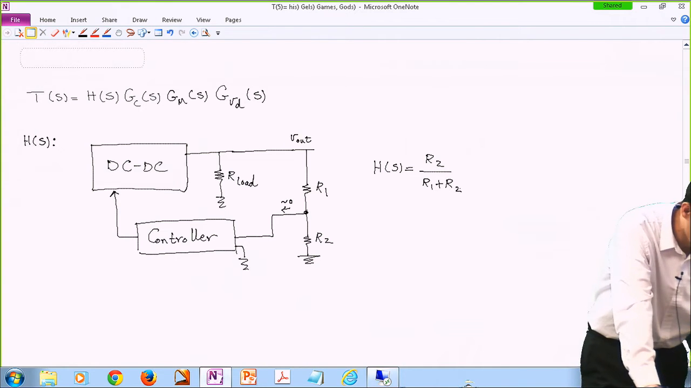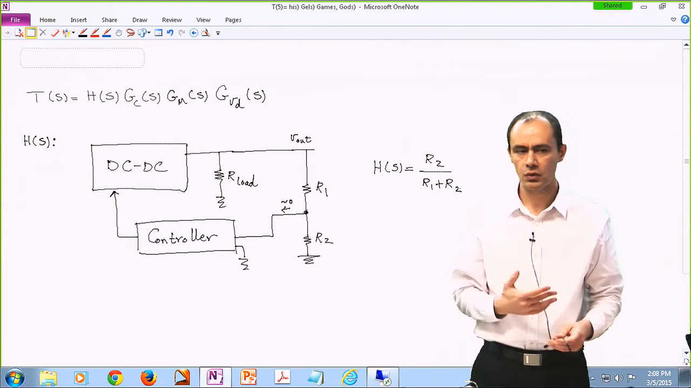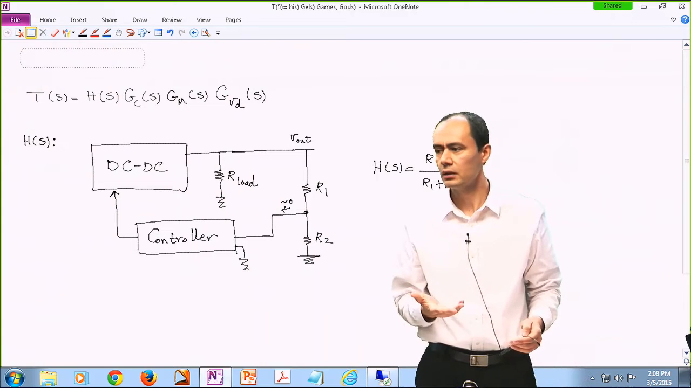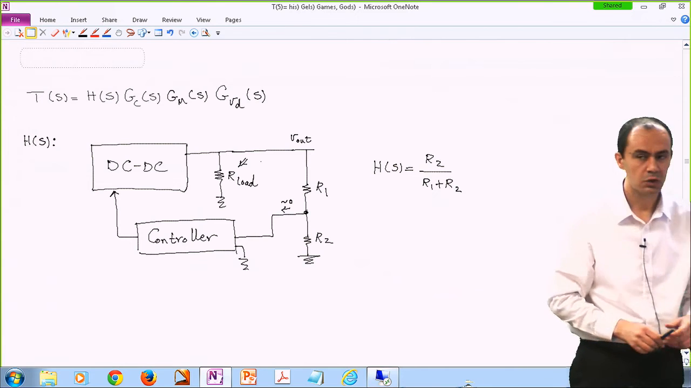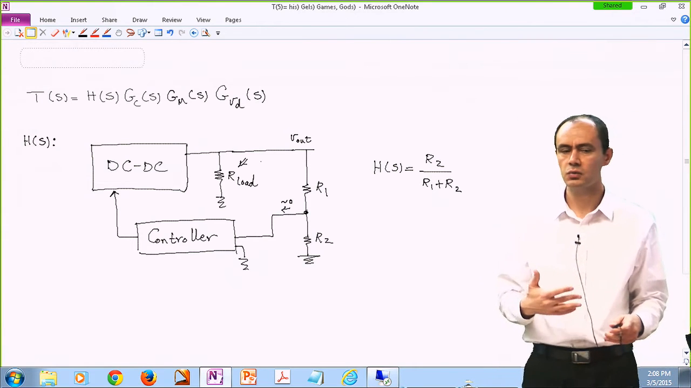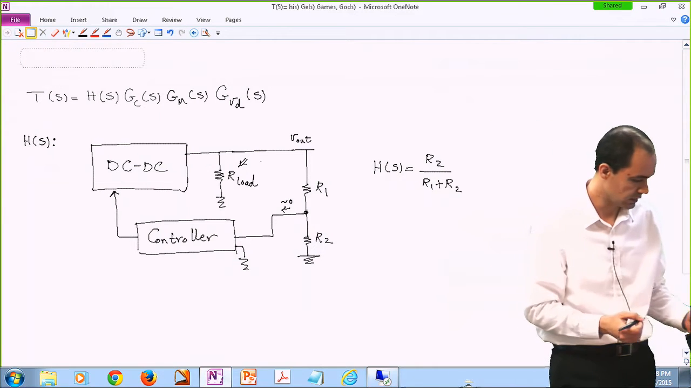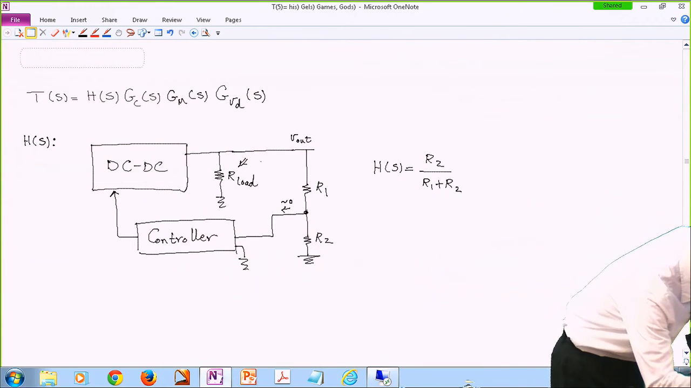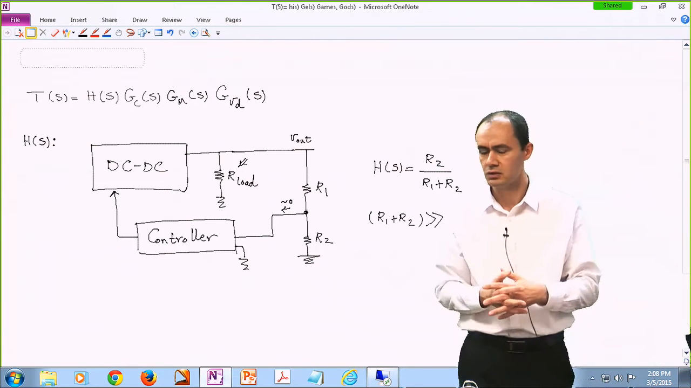Okay, it's quite simple. All you have to make sure is R1 and R2 are large compared to your real load. We have a real load over here that is consuming power, but you don't want R1 or R2 consuming any power. First of all, because they are going to get hot and dissipate power. The other one is the efficiency is going to go down. So you got to make sure that R1 plus R2 is much larger than your real load. Otherwise they appear to be a load to the system.